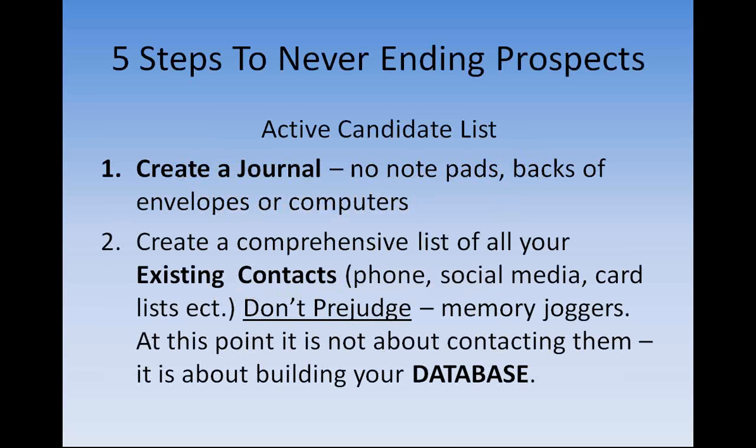Okay, so, 5 steps to never-ending prospects. First, it's called an active candidate list. So that's what you need to do. You need to have an active candidate list to have never-ending prospects.